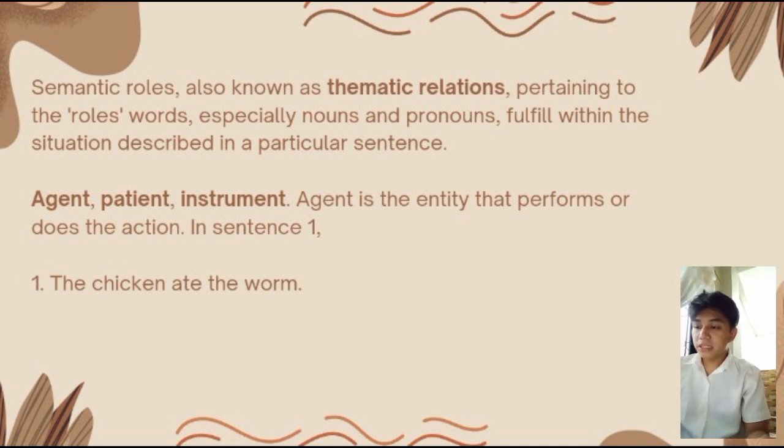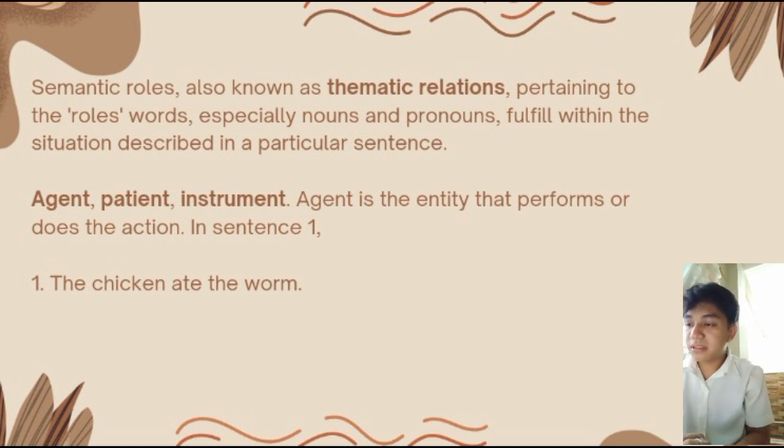We have an example here: the chicken ate the worm. So what is the agent here in the example? The agent is the entity that performs or does the action. So in the sentence, the chicken ate the worm, who does the action? The chicken. And who is the one affected by the agent? The worm, because the chicken ate the worm.